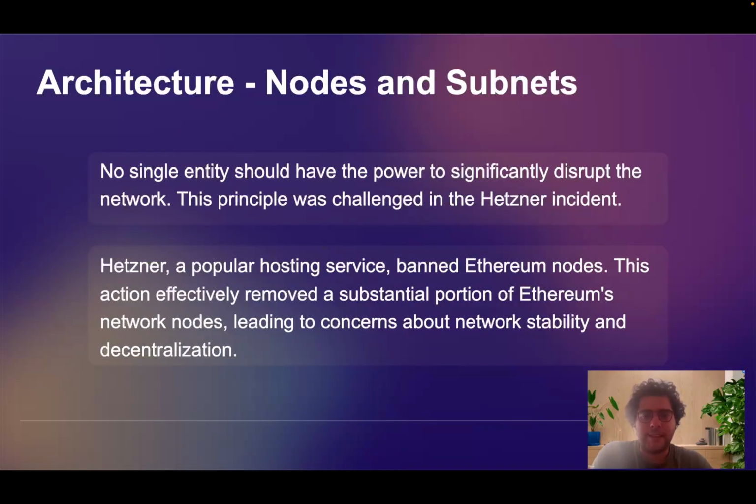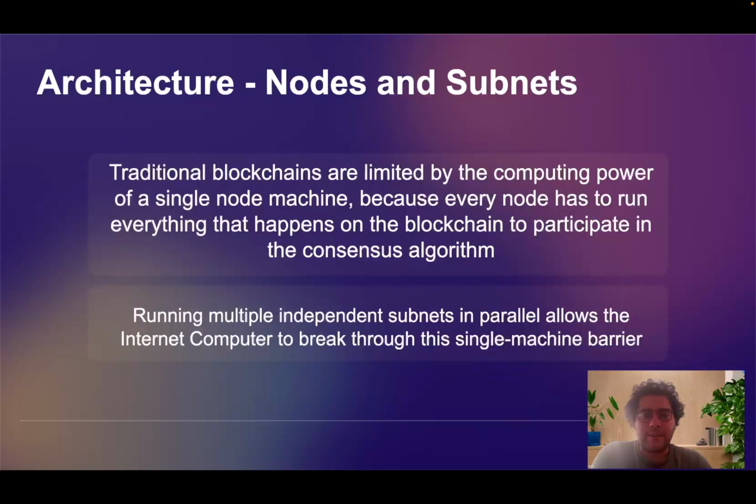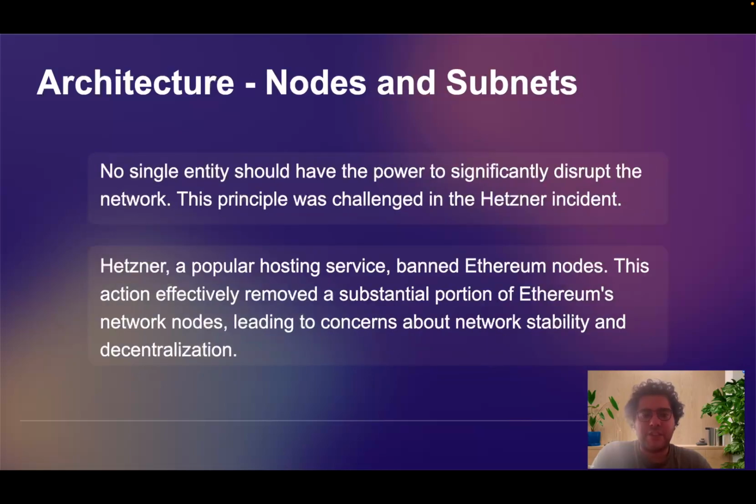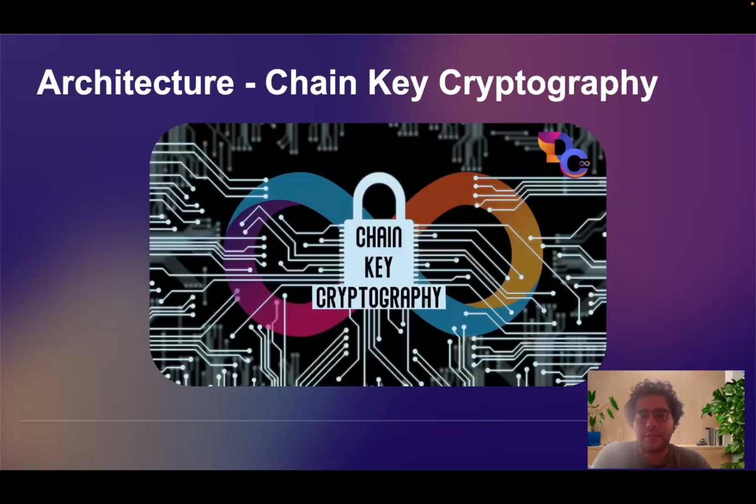No single entity has the power to significantly disrupt the network. This principle in regular blockchain networks, as I mentioned, was challenged in the Hetzner incident on the Ethereum network. Hetzner, a popular hosting service, banned Ethereum nodes, and this action effectively removed a substantial portion of Ethereum's network nodes, leading to concerns about network stability and decentralization. Since our nodes are distributed, this is not likely to occur on the Internet Computer blockchain.